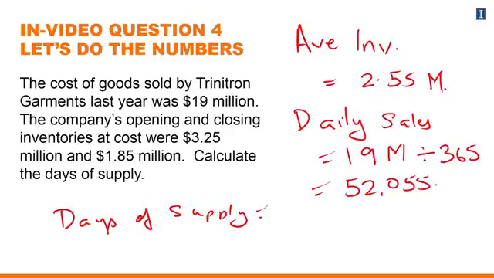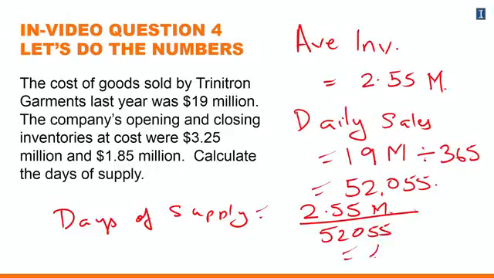So the days of supply are going to be the average inventory of 2.55 million, and we're going to divide that by the daily sales, which is 52,055. And what this gives us is how many days of supply do they have at any point in time stored in their warehouses. So that's the perspective we're using here.